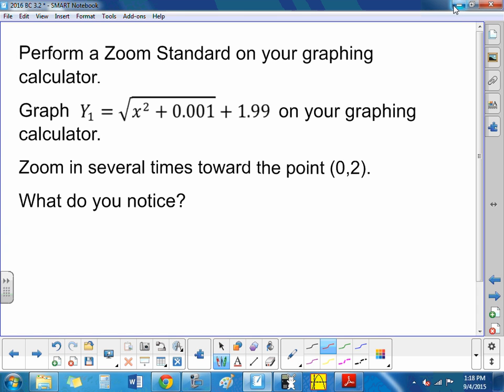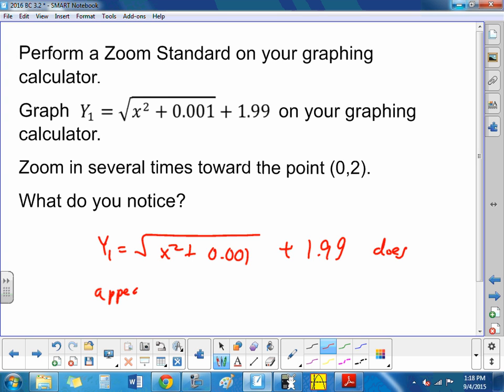So I'm going to put here that y1 equals square root of x squared plus 0.001 plus 1.99 does appear to be differentiable. I'll just write DIFF at x equals 0. Very different conclusion from that absolute value graph.